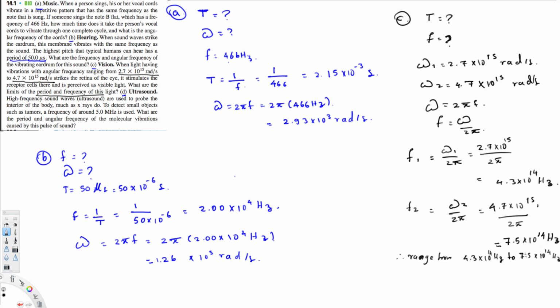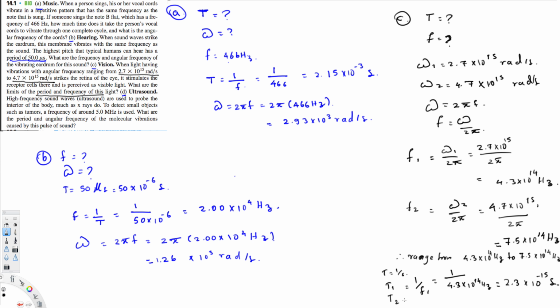So let's see what is the range of the period. To find this one, I have to find the period, so this is going to be inverse. We know that T is equal to 1 over f. Therefore T1 is going to be equal to 1 over f1, and we know f1 is 4.3 times 10 to the power of 14 hertz. So this is 1 over 4.3 times 10 to the power of 14 hertz, and that's going to give us 2.3 times 10 to the power of minus 15 second. So we have the period 1.